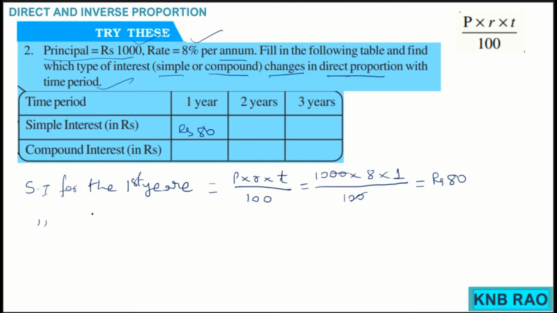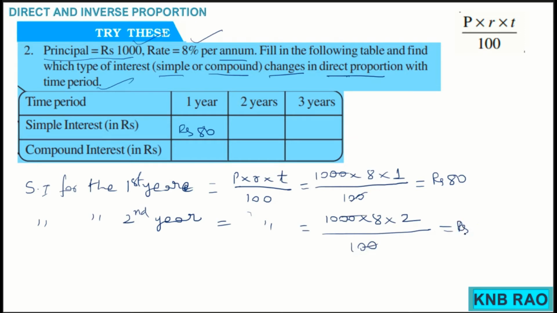So simple interest at the end of the second year: we have the same formula, where 1000 multiplied by 8 multiplied by 2 years, because we are finding for the end of year 2, upon 100 gives rupees 160. So 10 into 8 into 2 gives 160. So it's rupees 160.